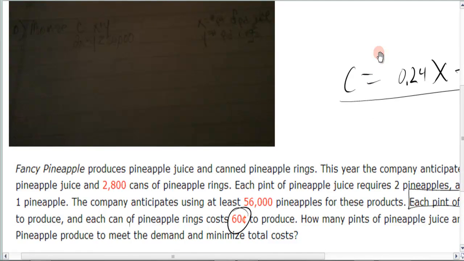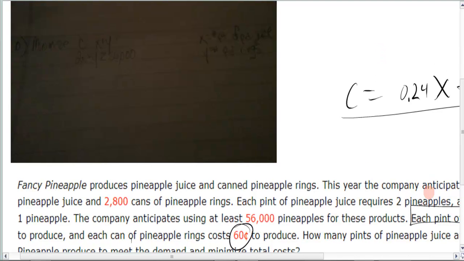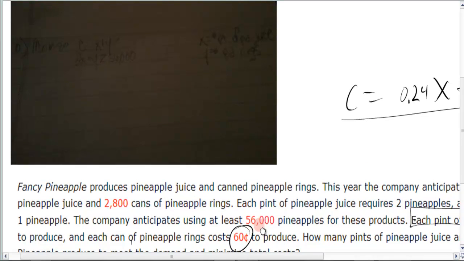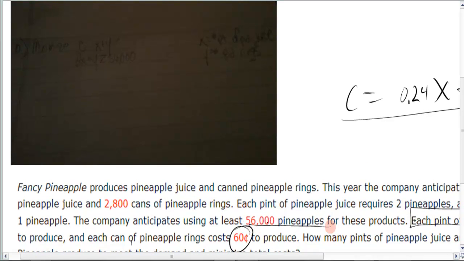So then your next equation looks good, because when you say this is your 56,000 pineapples, the question here is, how many pineapples do you use to make juice? And it says use 2 pineapples to make juice, and 1 pineapple, so 1y, to make rings, and those things added together need to be at least 56,000, so that looks perfect. So you're close now, we're almost done there.